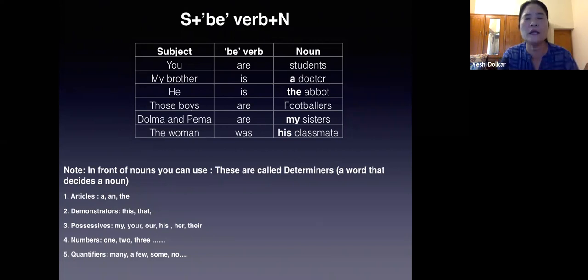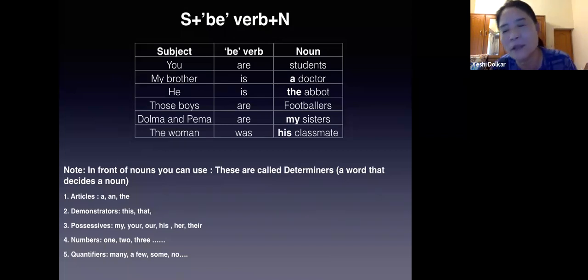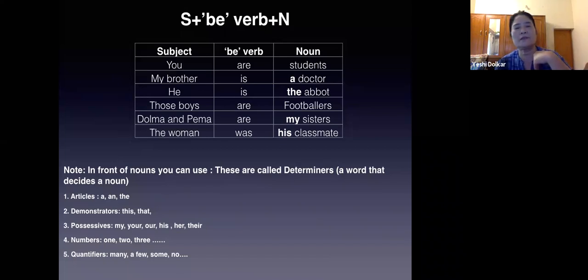Okay, so this means that this sentence works only with a be verb. Be verb is the one that goes with the noun. All right, so yesterday. A noun only means one. Okay, and this only goes with nouns.